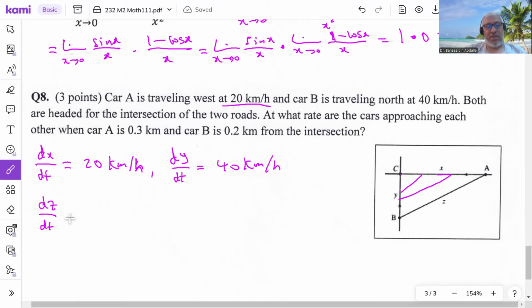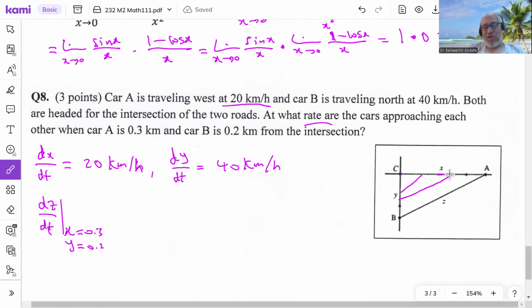What is dz by dt? Rate means derivative, dz by dt. The cars approaching each other, because z is the distance between them. So this is the change in z with respect to time. When A is 0.3, so x is 0.3, and y is 0.2. So when the distance between car A and the intersection is 0.3, and the distance between car B and the intersection is 0.2.